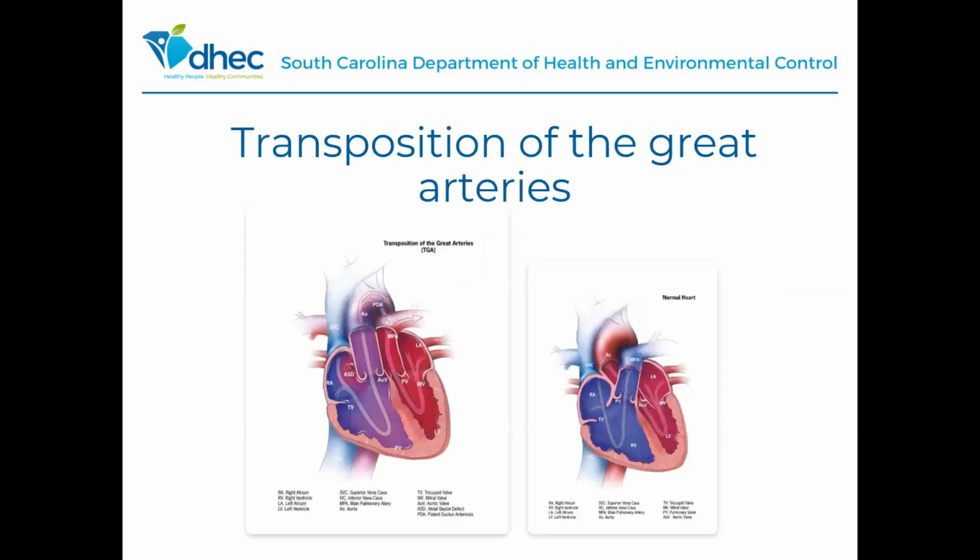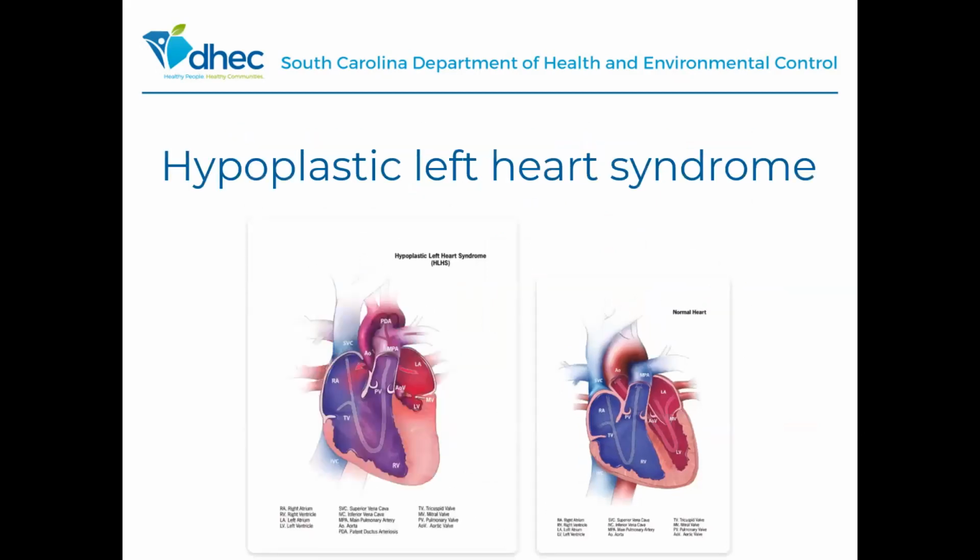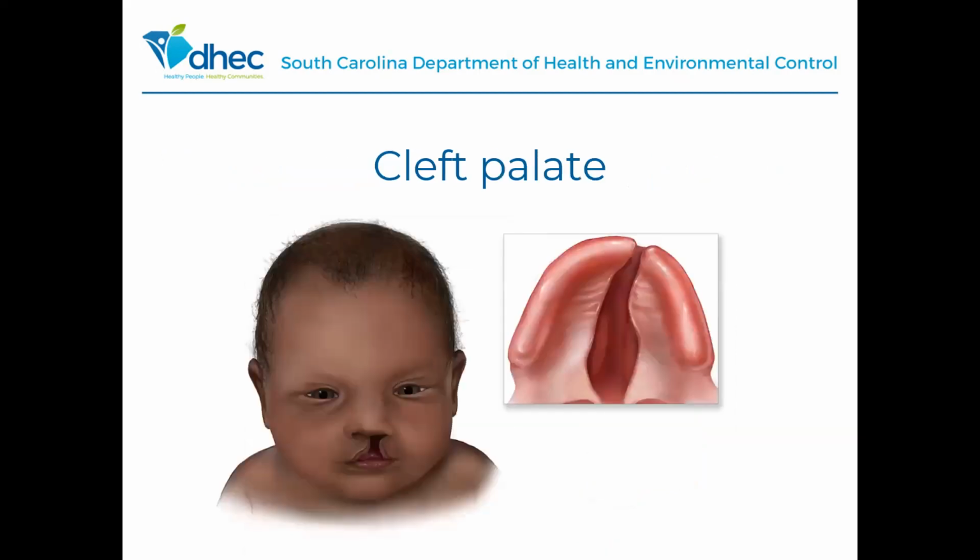Transposition of the great arteries is a serious heart defect that causes great morbidity and mortality. Hypoplastic left heart is another critical congenital heart defect. These defects cause severe morbidity to the point where the child needs several surgeries in the first several years of life. And these are just a few examples of defects that we look at.